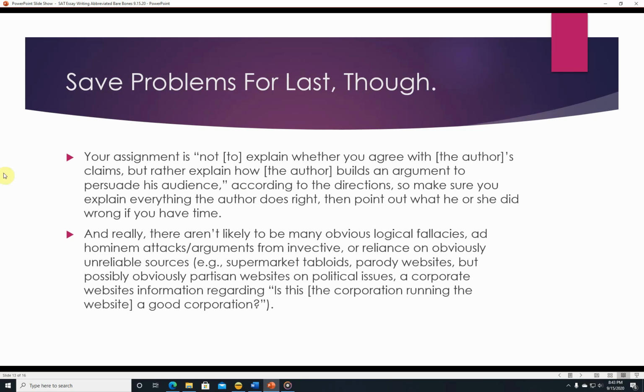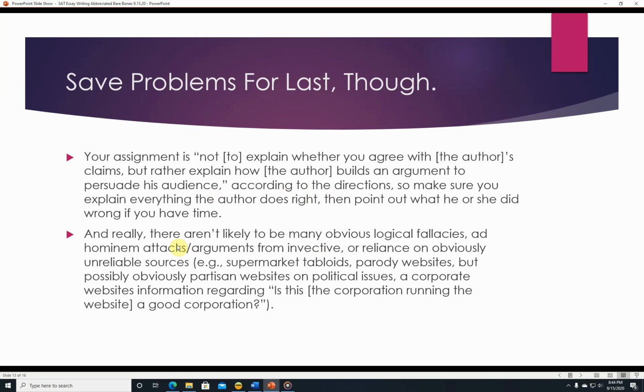You want to save the problems for last, though. Your assignment is not to explain whether you agree with the author's claims, but rather how the author builds an argument to persuade, according to the directions. So make sure that you've explained everything the author does right. Basically, how does the author make his or her argument? These are going to be from major newspapers and magazines and things like that, so they're very unlikely to have obvious lack of evidence or obvious logical fallacies. And then you can point out what the author did wrong if you have time.